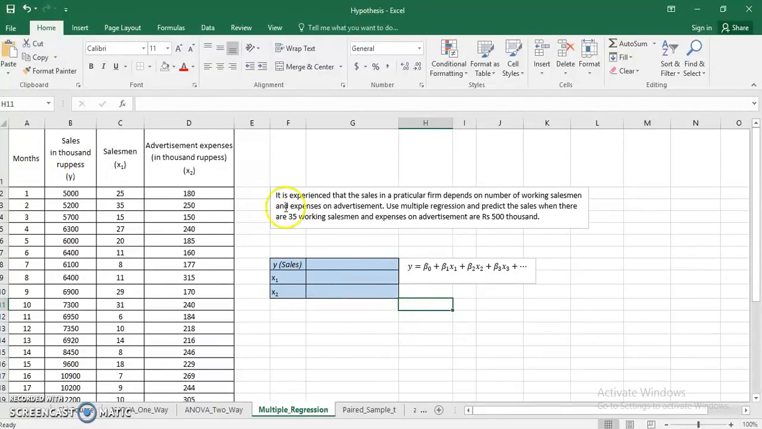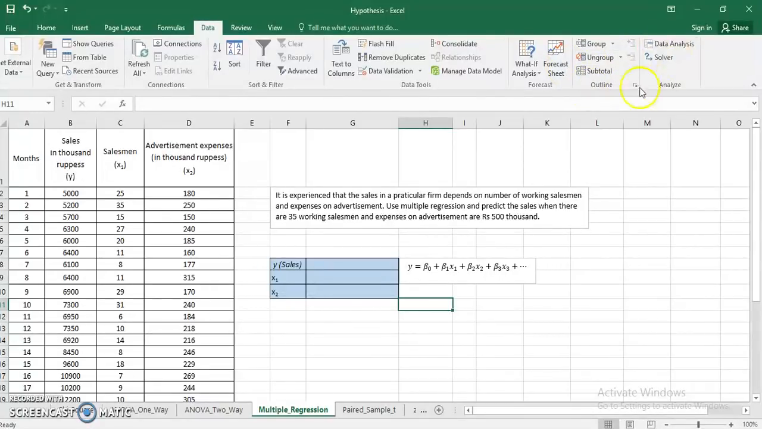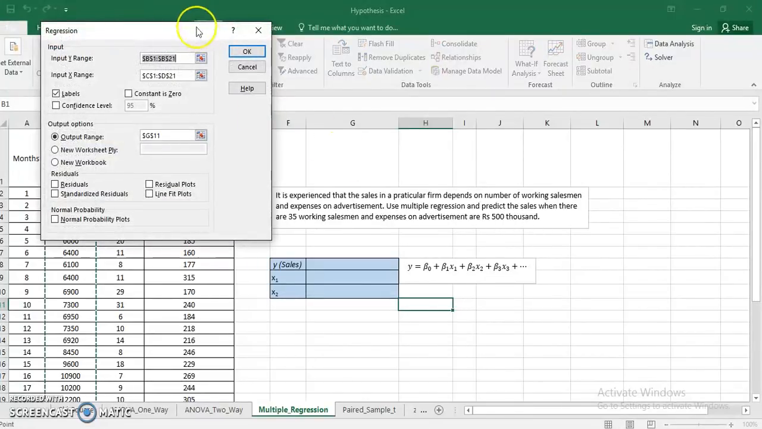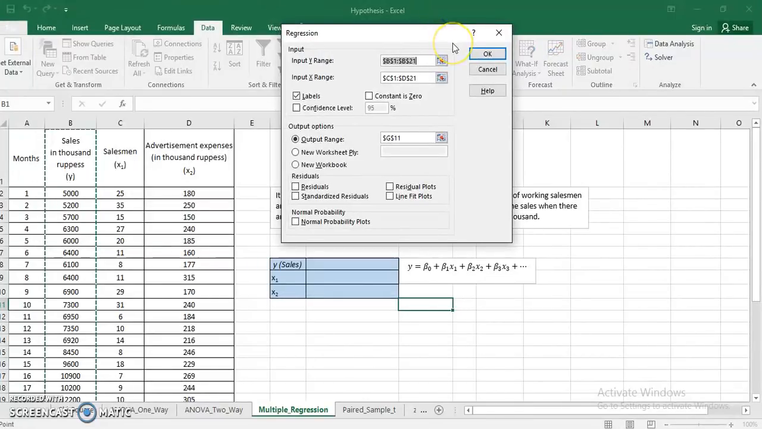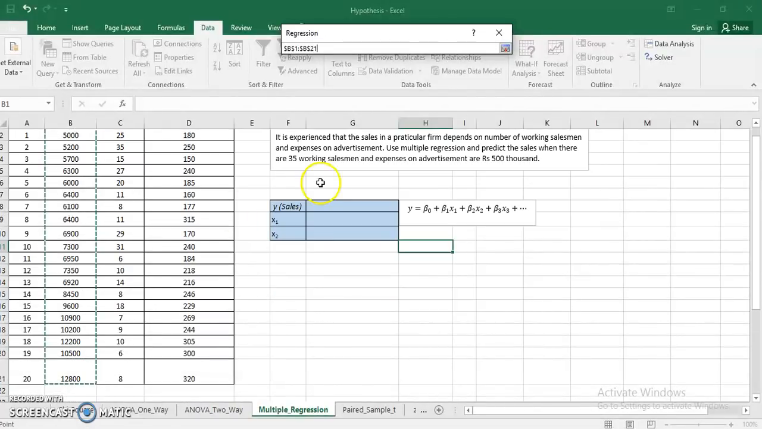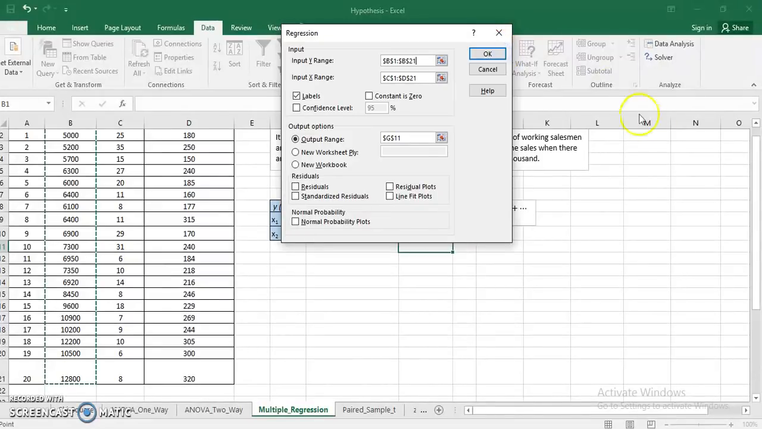So what I'm going to do is go to the data ribbon. There's a group called analysis, data analysis. From there I'll pick up the regression, and first of all it asks for input y range. Y means the variable which is dependent. So my dependent variable in this particular case is sales. So I select all 20 entries right here for the data for 20 months.